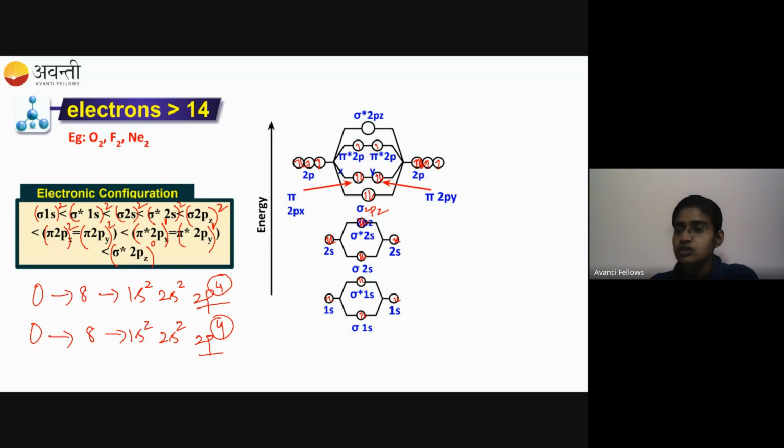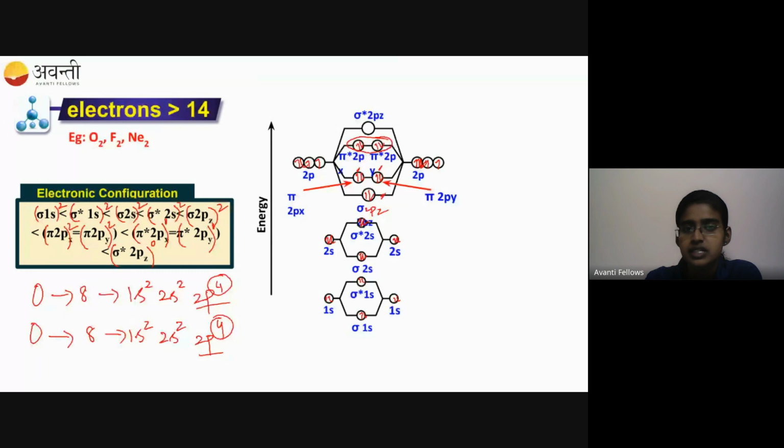For fluorine also, you have to follow the same way. In 2p you will have 5 electrons for fluorine. So 5 plus 5, 10 electrons will be there. Now while filling, 1, 2, 3, 4, 5, 6, 7, 8, 9 and 10. So this will be for fluorine. For fluorine, all the pi star will be fully filled.